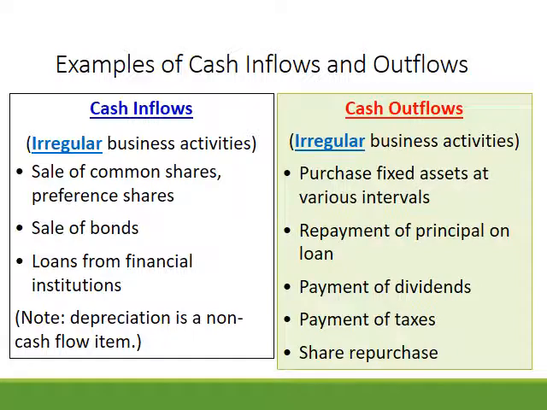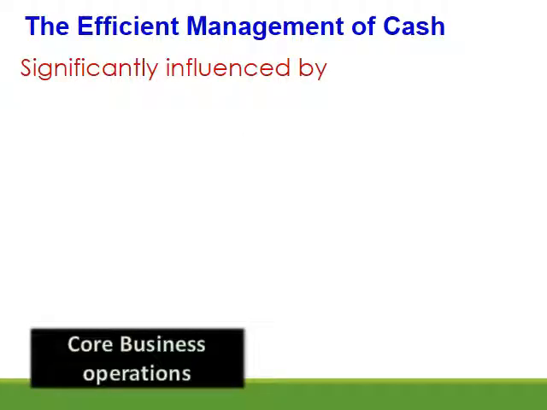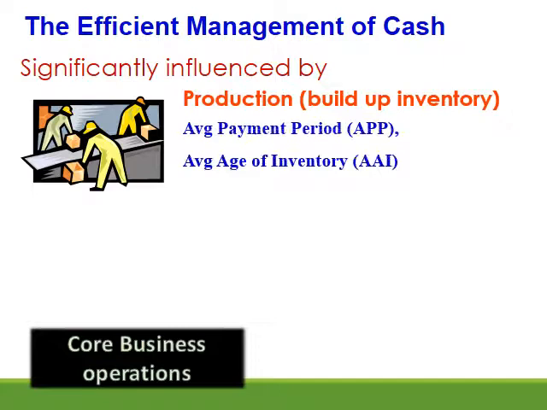All right. Any questions so far? The amount of cash balance and the marketable securities held are significantly influenced by the production. Basically here we can see the production. You build up inventories, you produce the inventories, and that basically involves APP and AI.